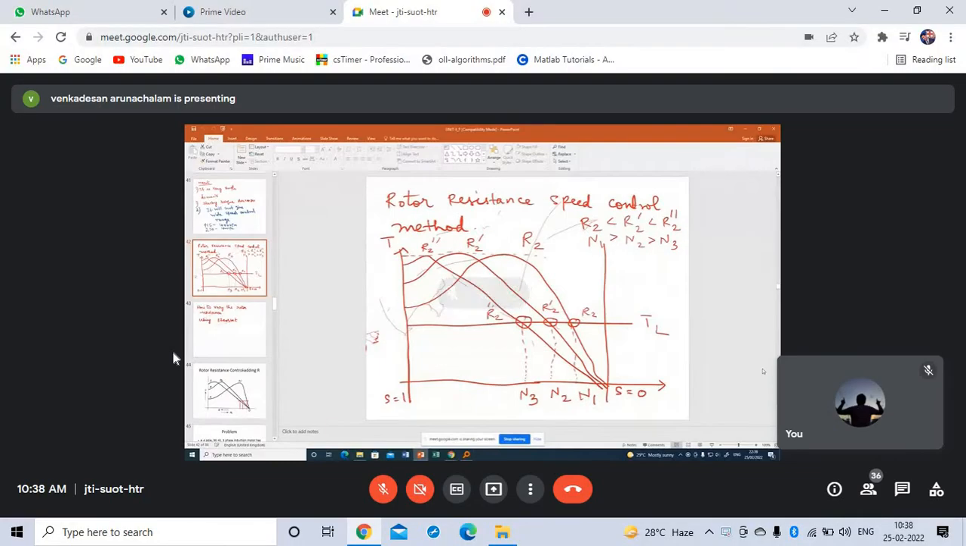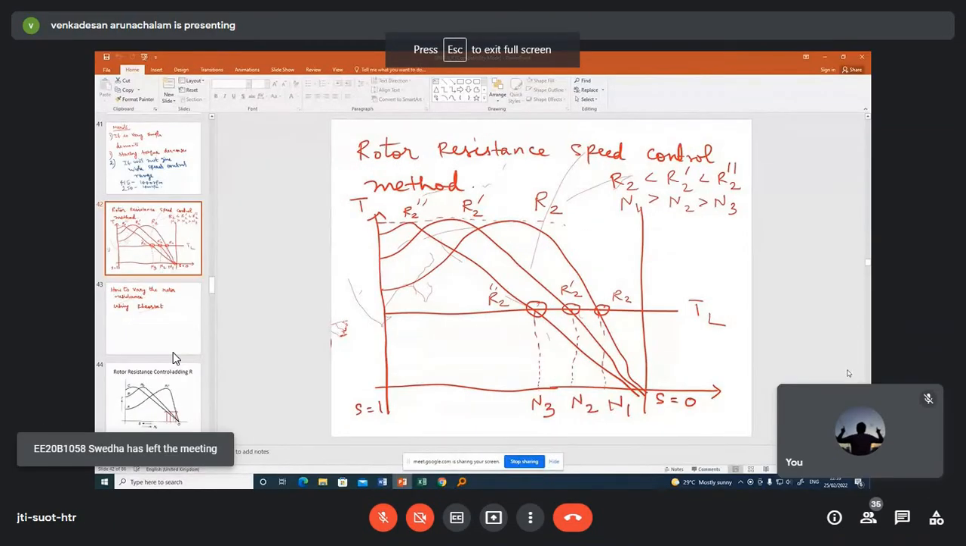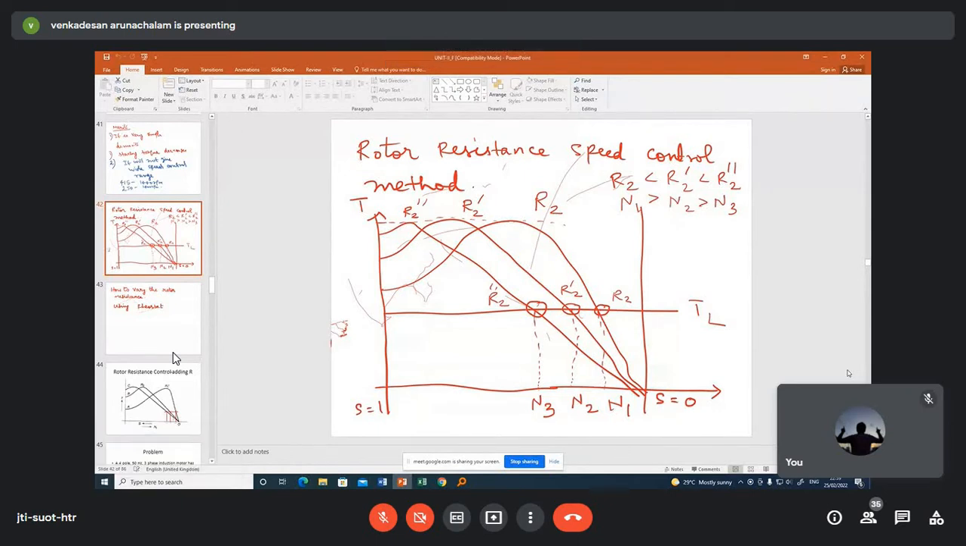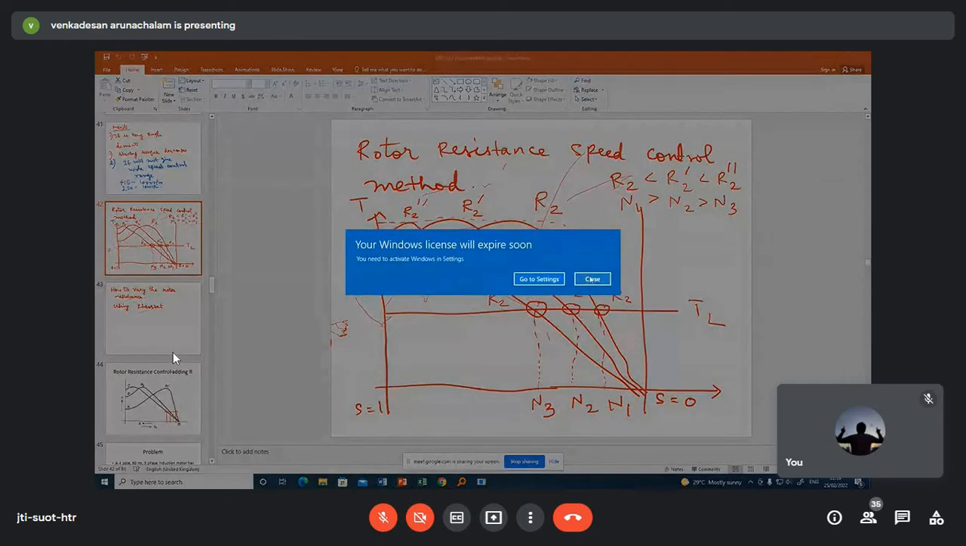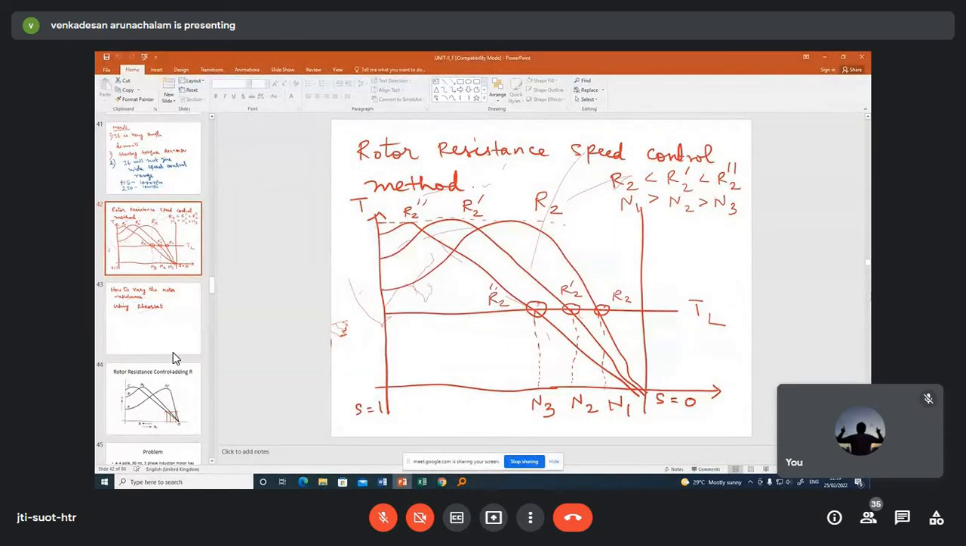To keep the frequency constant, we have to vary the rotor resistance, right? How to vary the rotor resistance? We can add some resistance externally to the rotor. So this rotor side speed control method, or the rotor resistance speed control method, is applicable only for slip ring induction motor, because in slip ring induction motor only we have the provision to add external resistance to the rotor.